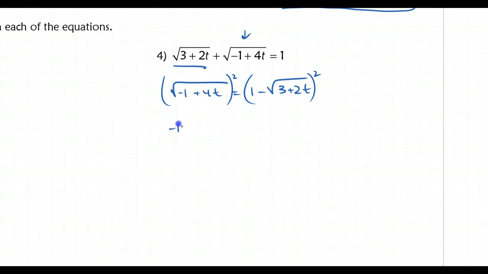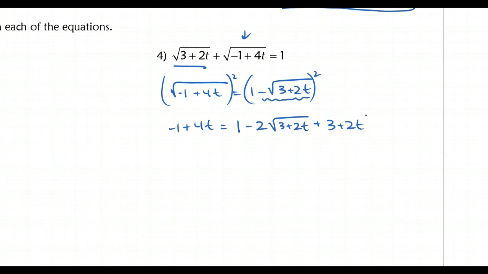This radical is going to drop, leaving me with just negative 1 plus 4t equaling, on the right hand side, this is another opportunity for you to practice that. When you square something, you have a perfect square, you just need to take the first term and square that. The middle term is found by multiplying these two terms and then doubling it. So I would have negative 2 times 1 times the root of 3 plus 2t. And then the last term is just your second term, negative root 3 plus 2t, squared, so you get positive 3 plus 2t.